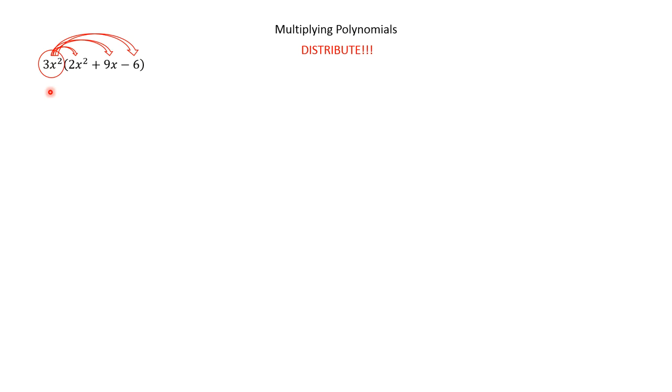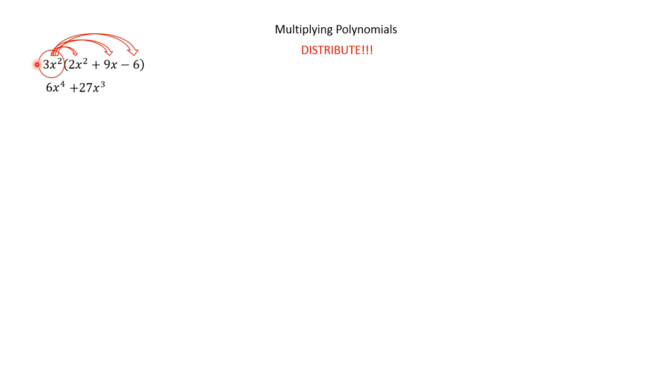We don't take the 3x squared times 2 and the 3x squared times the x squared. It's just 3x squared times 2x squared, which gives us 6x to the fourth, and then 3x squared times 9x. 3 times 9 is 27. X squared times x, we have x cubed. So we have 27x cubed. Remember, when we multiply variables, we add the exponents.